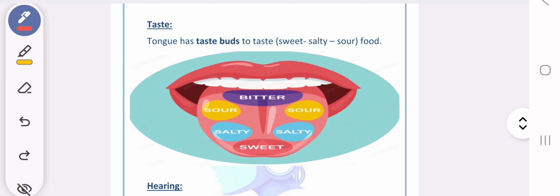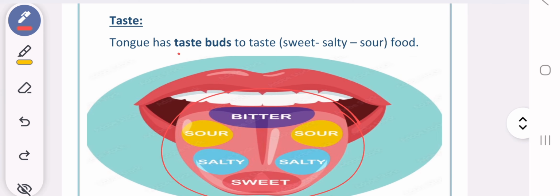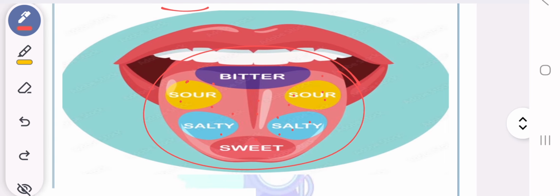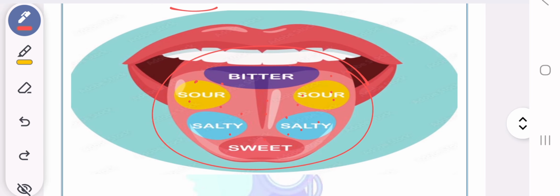So we talked about touch and smell. Now we will talk about the third sense, taste. Of course, we can taste by our tongue. But how? We have something called taste buds. If you look in the mirror at your tongue, you will find many dots called taste buds. So, these taste buds can taste all the food.